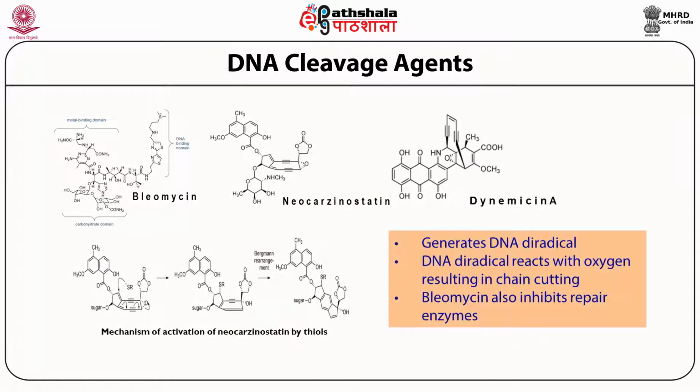Here I will show the structure of some commonly used DNA cleavage agents. You can see here the structure of bleomycin and neocarzinostatin, then dynemicin A, and this is the lower side. You can see the mechanism of activation of neocarzinostatin by thiols. These DNA cleavage agents generate a DNA diradical, and the DNA diradical reacts with oxygen, resulting in chain cutting. Bleomycin also inhibits repair enzymes.